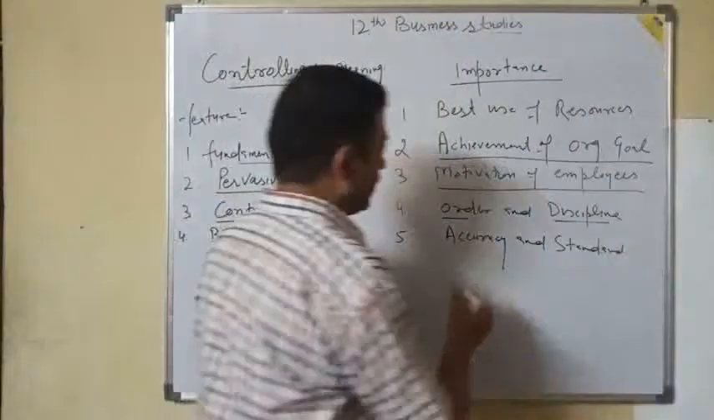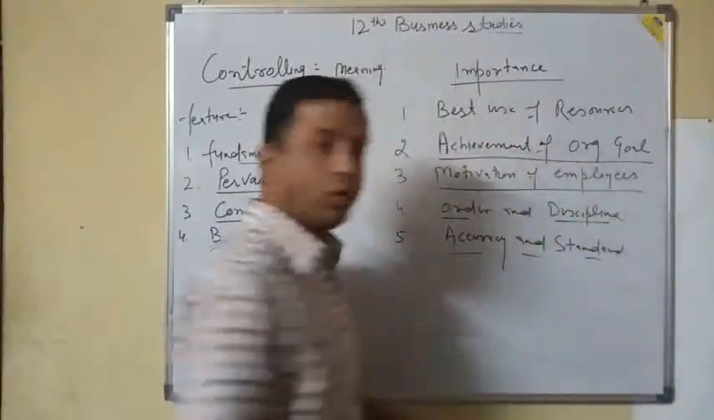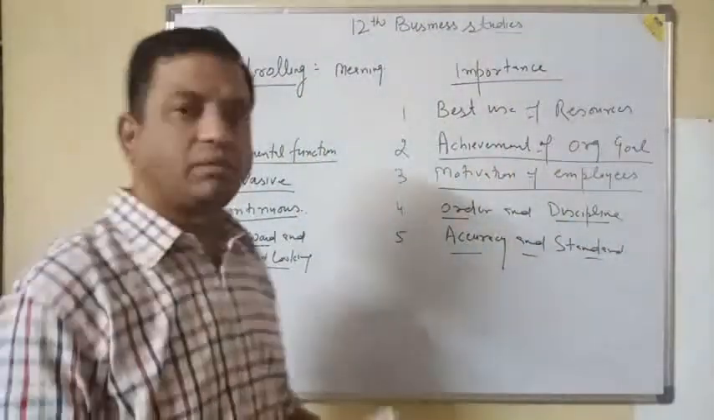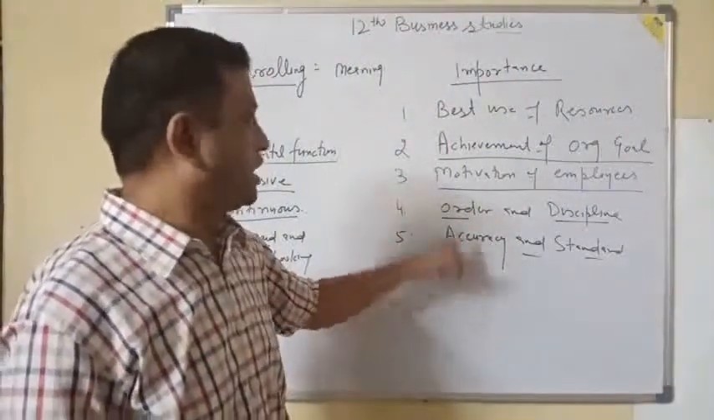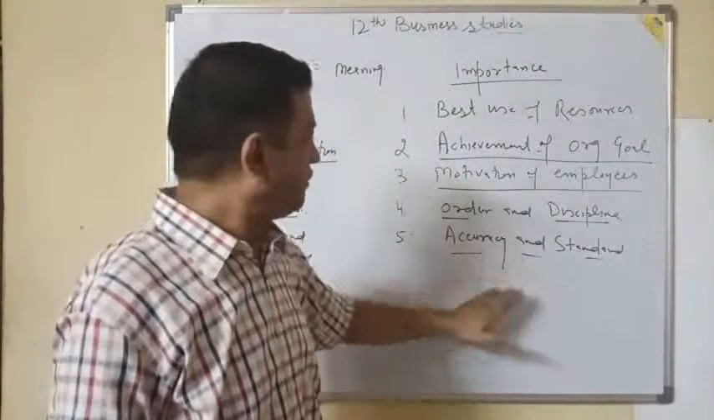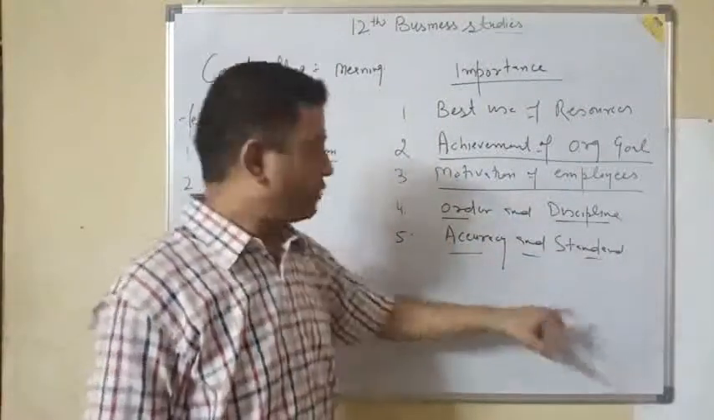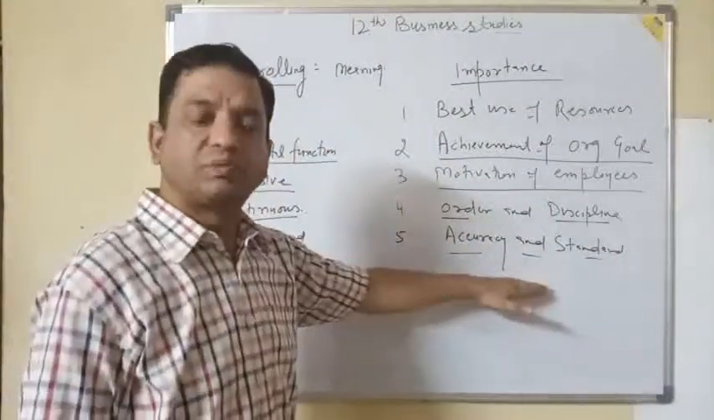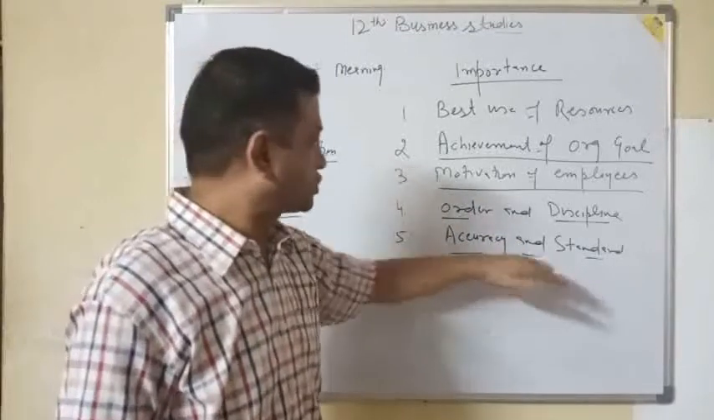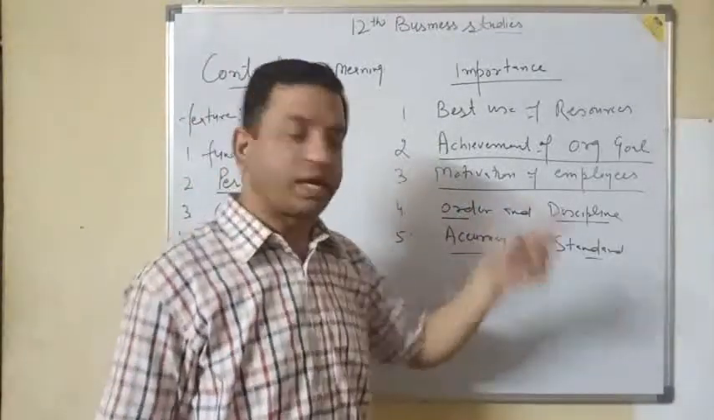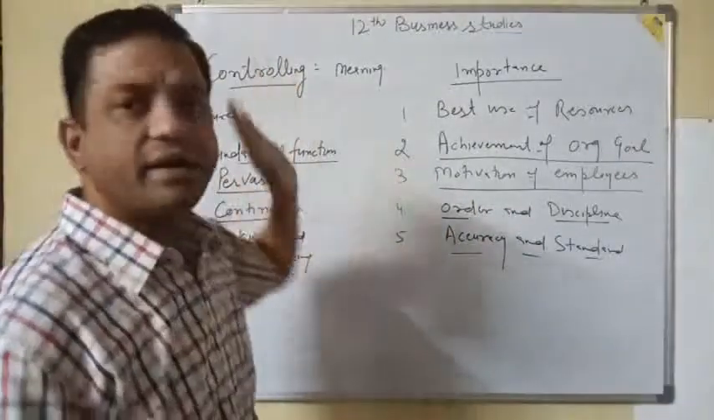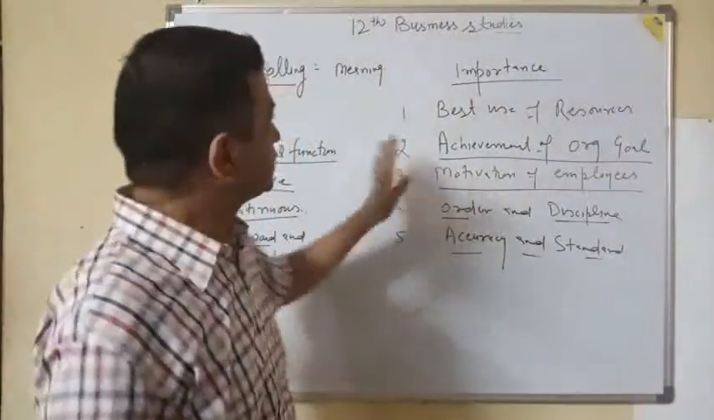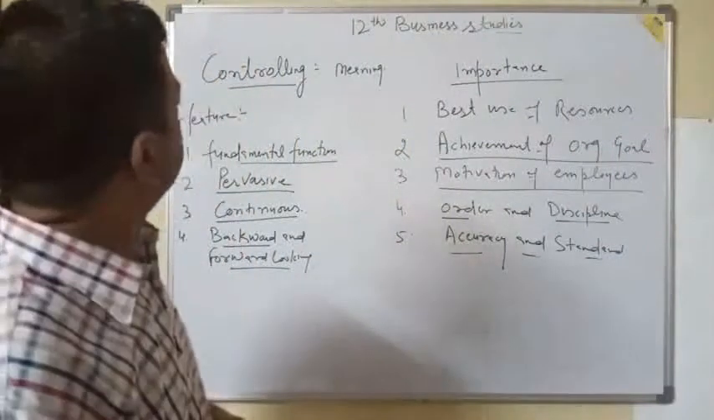The last point is that when we are controlling, then the standard of the product, or the quality of the product, or the accuracy of the production will be really up to the mark. Why? Because nobody is supposed to produce according to his own style. Everything will be done according to the pre-decided system in planning. This is the importance of controlling.